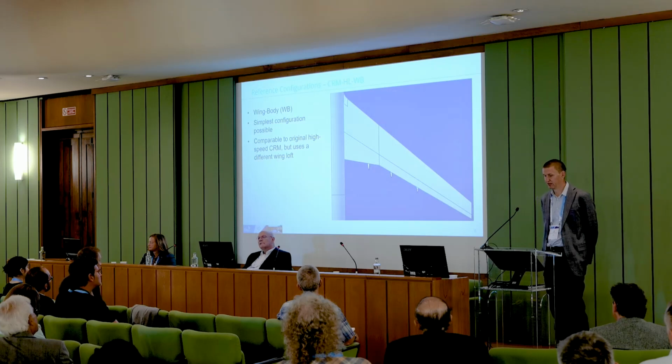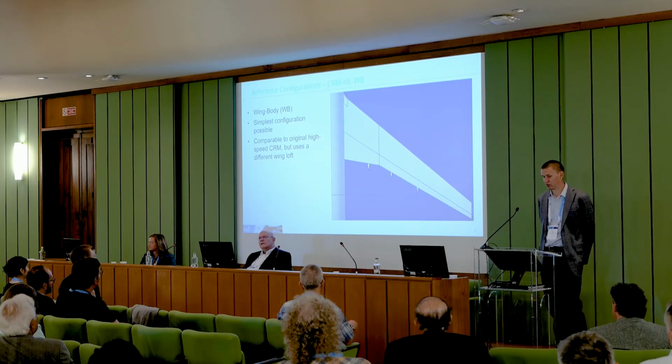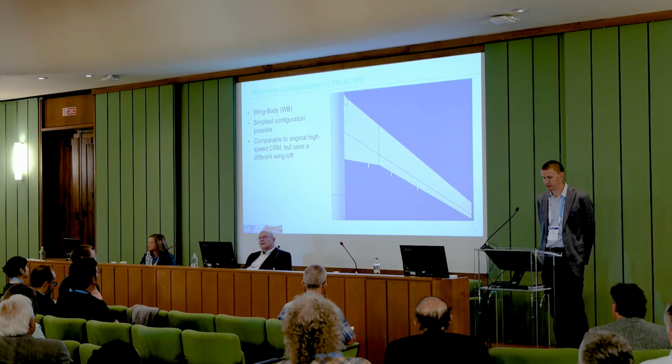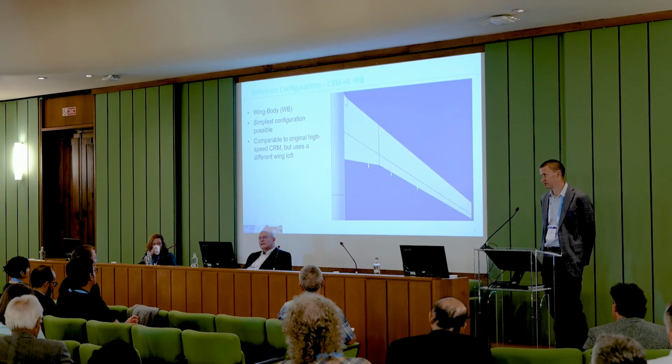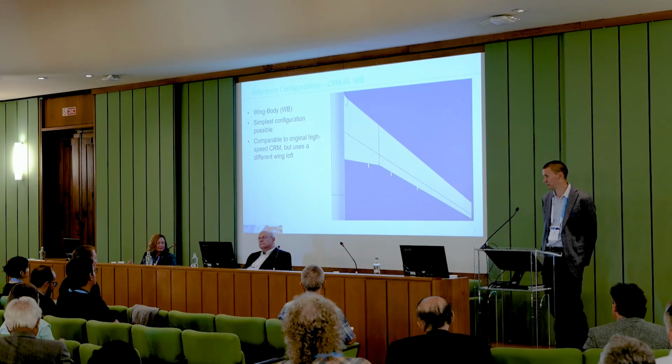So this is the CRM-HL WB configuration, the wing body configuration. It is our simplest configuration. It's comparable to the original high-speed CRM, but as I mentioned, it's using a different wing loft. So this is simply the fuselage and the wing and the flap support fairings.